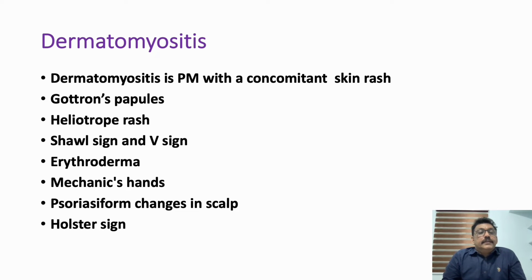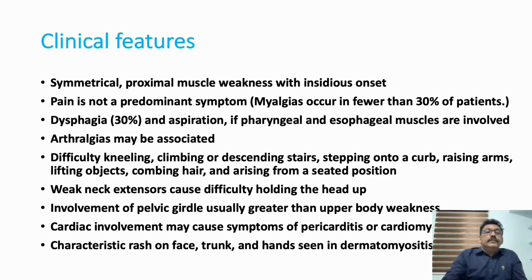Now, dermatomyositis means polymyositis with a component of skin rash, skin lesion. There are a lot of skin lesions we will see afterwards: Gottron's papule, heliotrope rash, shawl sign or V sign, erythroderma, mechanic's hands, psoriatic changes in the scalp, Holster sign. So many signs or skin lesions can be seen in dermatomyositis.